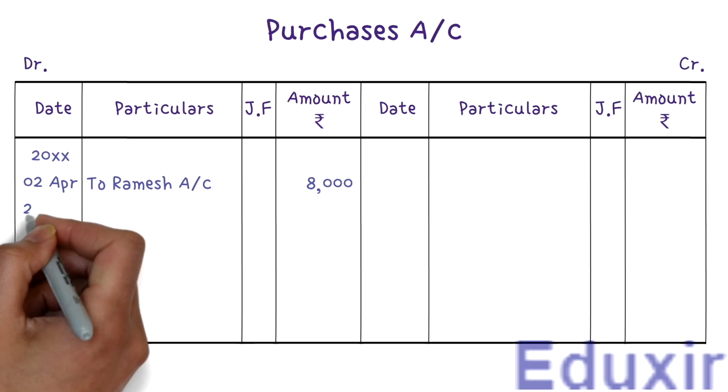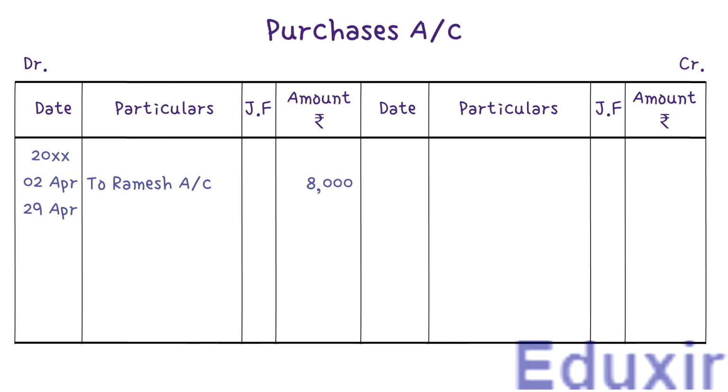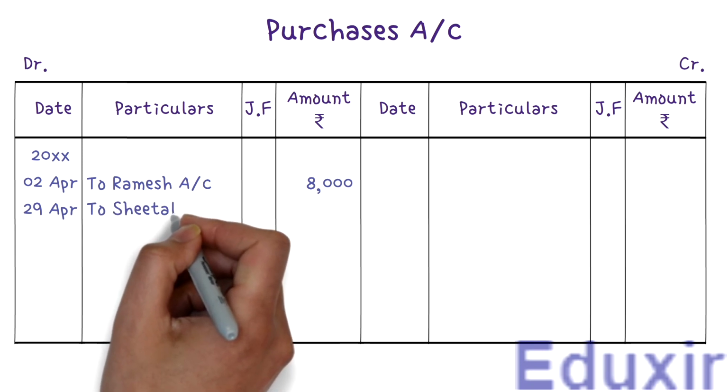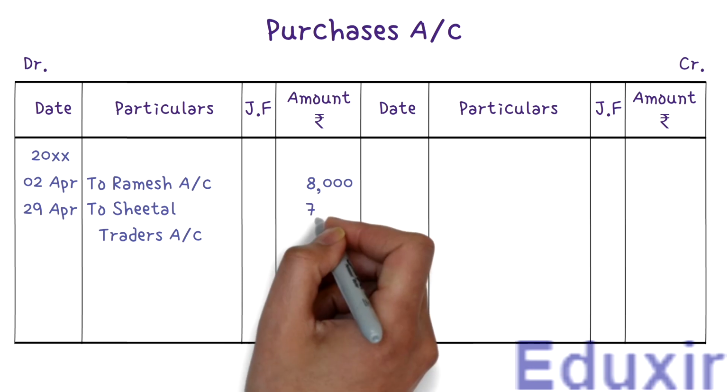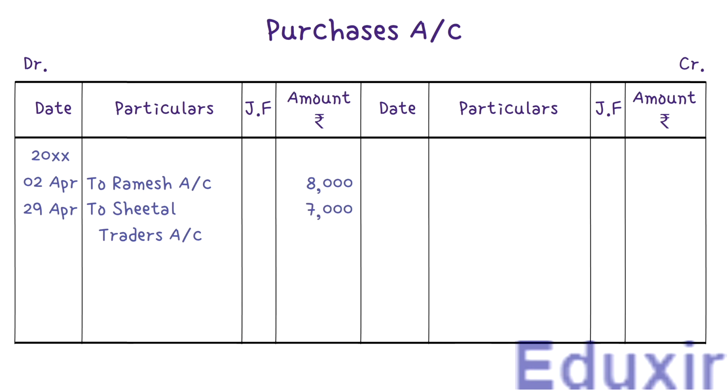Let us first write the date. Let's then write to Sheetal Traders account into the particulars column. Let us then write the debit amount of 7000 rupees in the amount column. With that, we have completed the posting of this journal entry into purchases account. Let us now take up the next entry.